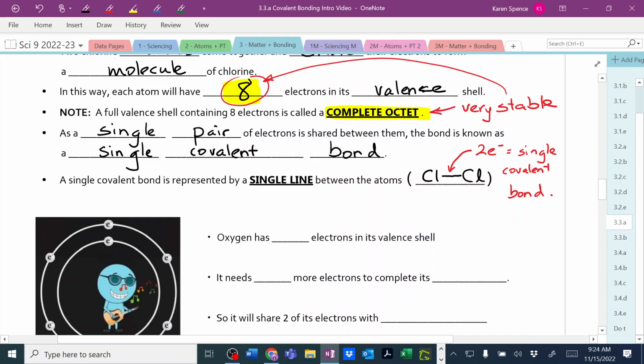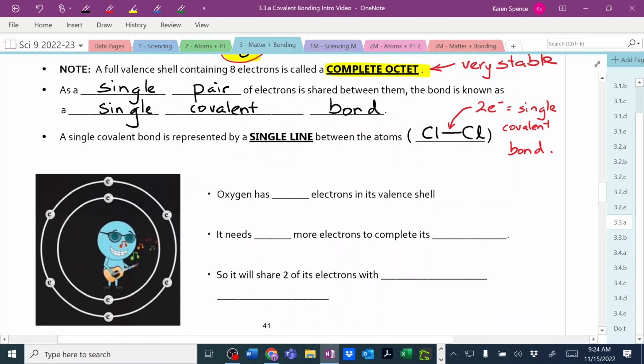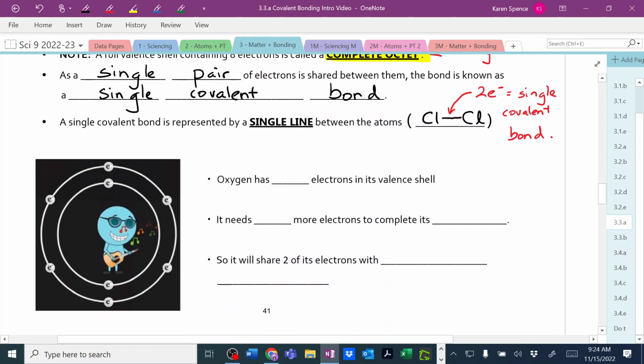Okay, how many electrons does oxygen have in its valence shell? 6. How many more does it need to complete its octet? It needs 2 more to complete its octet. Remember, that means 8 electrons. So it will share 2 of its electrons with who? Another oxygen atom, yes.